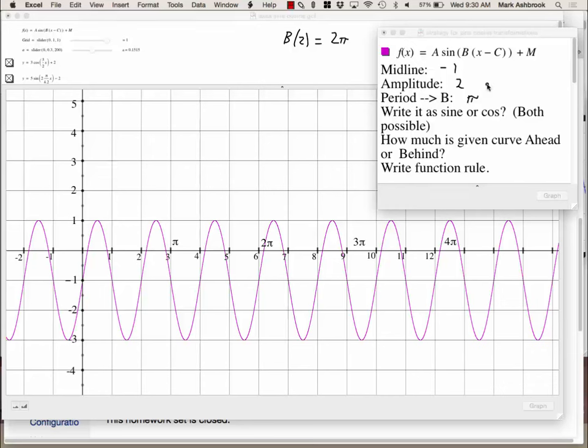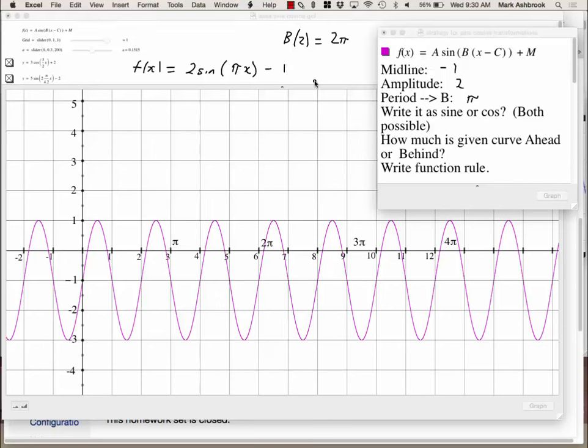Okay, easier as sine or cosine first? This is unshifted sine, right? It starts at the midline and goes up. That's unshifted sine, so we'll start with sine. f of x equals, we're ready to do it. A is 2, so 2 sine of b is pi, no horizontal shift, -1.